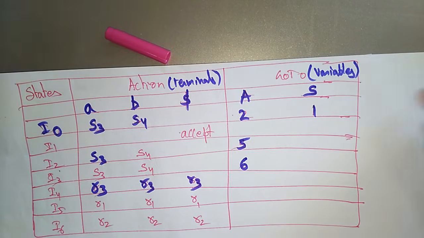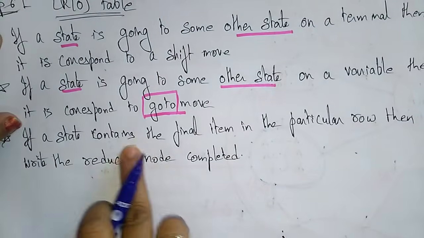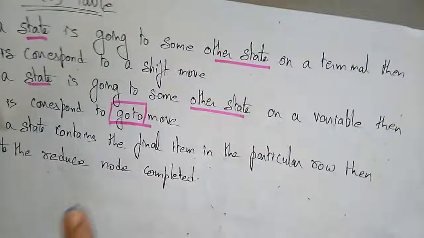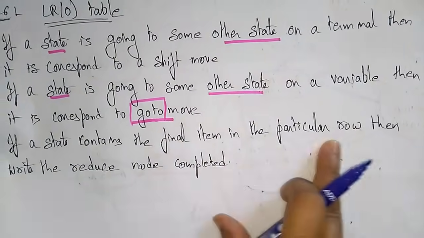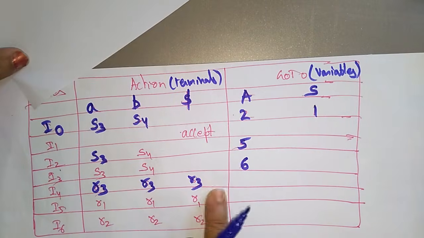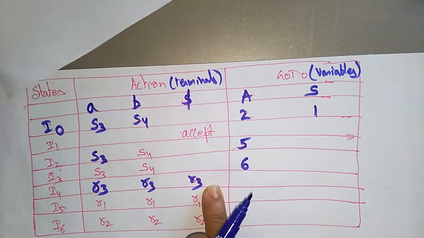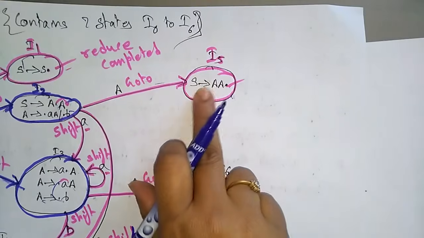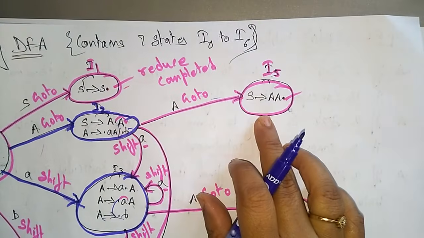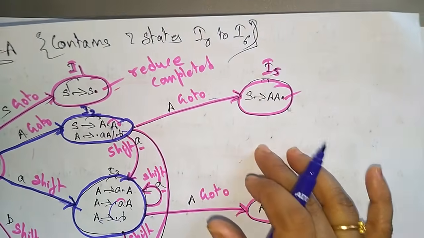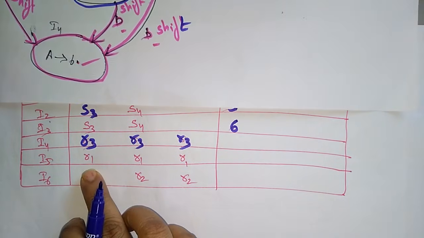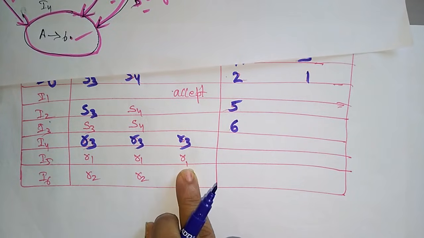According to our rule, if the state contains the final item, so here I4 contains the final item, if the state contains the final item in the particular row, then write the reduce move completed. So here reduce move, you have to write on the entire row. In the same way I5. For I5, no extra state is present. So this is the last state. So you have to write the reduce move on I5. So you have to write R1, R1, R1.